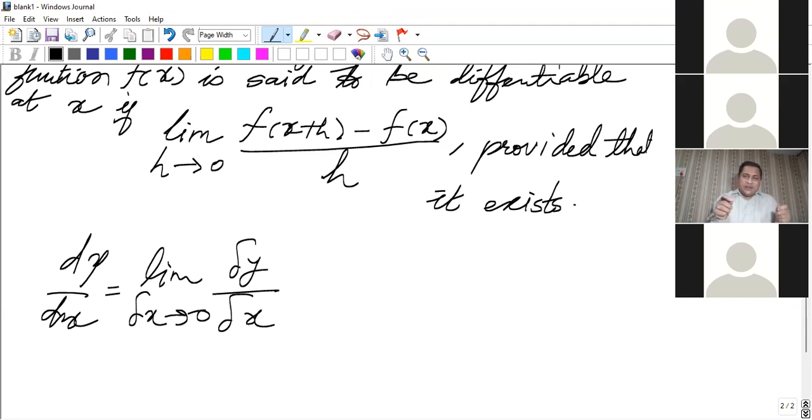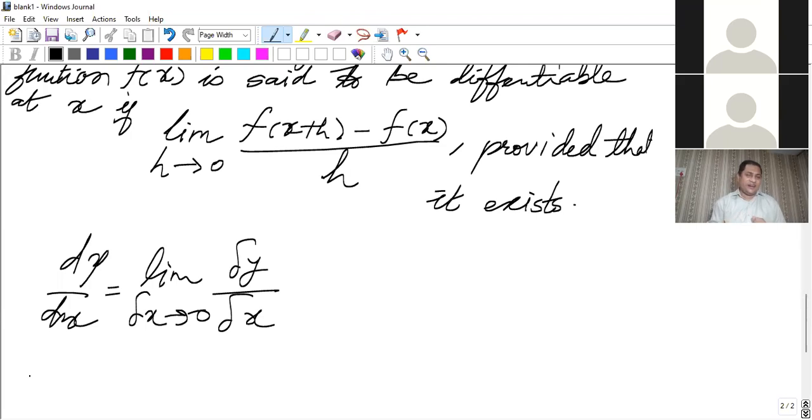Otherwise, if the function is not continuous at that point and we try to find the derivative there, it is not possible. Or, as somebody has already pointed out, if the function has a pointed corner and we try to find the derivative at that point, it is not possible. The derivative does not exist. Okay, so got this?